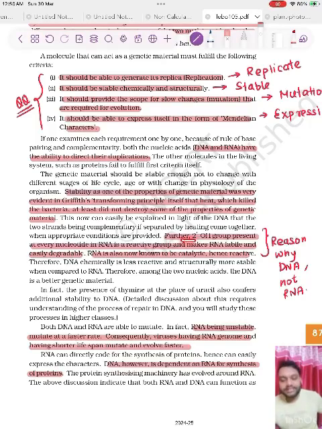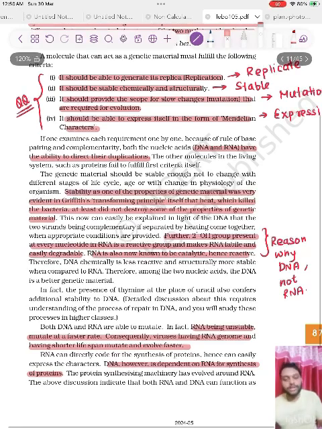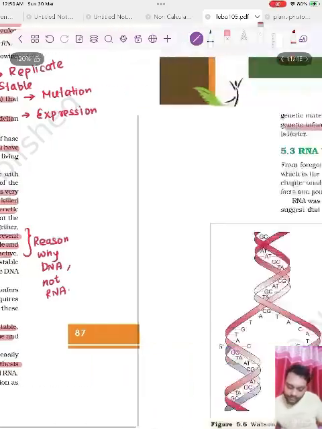Reason why DNA is genetic material, not RNA. What is the reason? The 2' hydroxyl group present at every nucleotide in the RNA is a very reactive group, okay, and makes RNA labile and easily degradable. So RNA is also now known to be catalytic and hence reactive. तो इसीलिए DNA होता है genetic material, RNA नहीं होता.